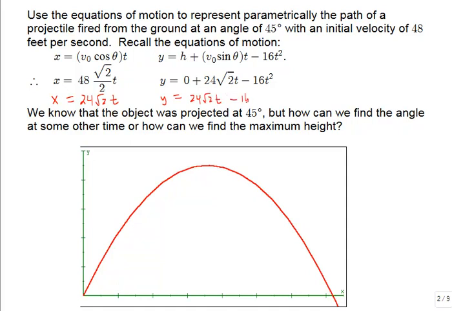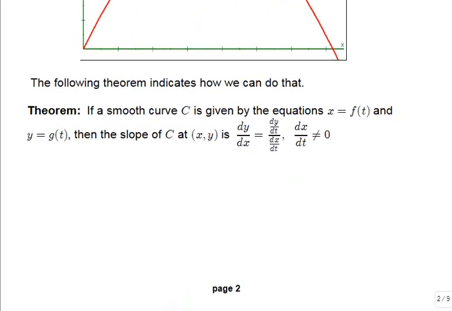So we know that the object was projected initially at 45 degrees, but how could we find the angle at some other time? As you move up, these angles are going to get smaller and smaller until eventually when you reach that maximum, there's no angle at all because this tangent line right here would be zero slope. Then when we come back down again, these angles are now going to be going in the other direction and getting steeper and steeper as I go down. So we're trying to figure out how we could find the angle at any other time and how we could find that maximum height. So the following theorem is going to help us do that.